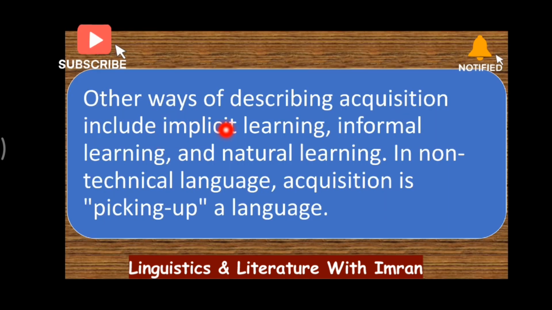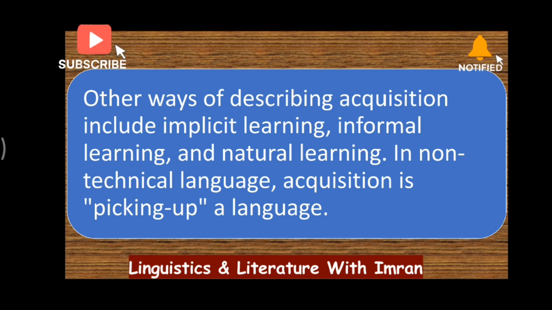Now, other ways of describing acquisition include implicit learning. So what is acquisition? Acquisition is implicit learning, not explicit learning, and a kind of informal learning and natural learning. These are other names of language acquisition. So language acquisition is implicit learning, something that is hidden or unconscious. Or informal learning. What is informal?